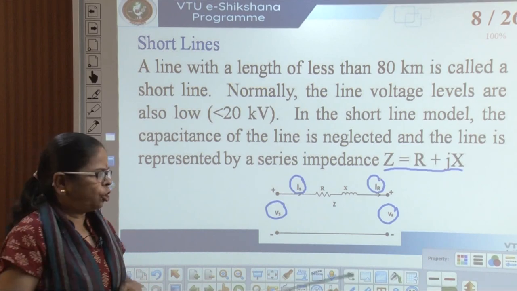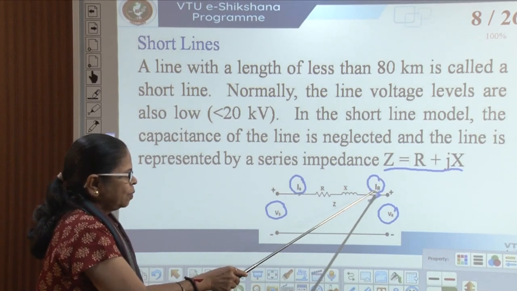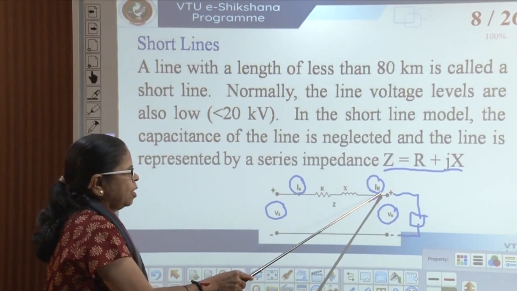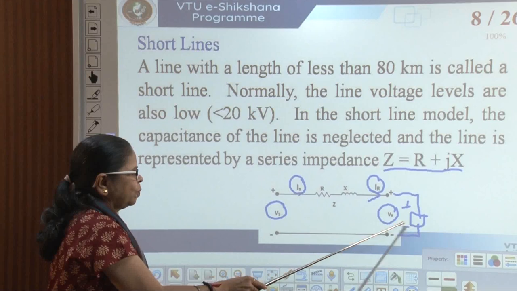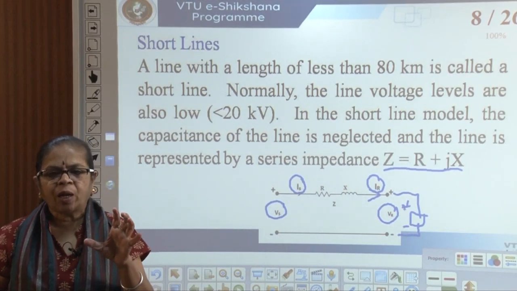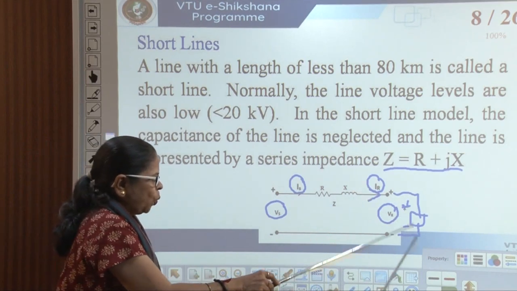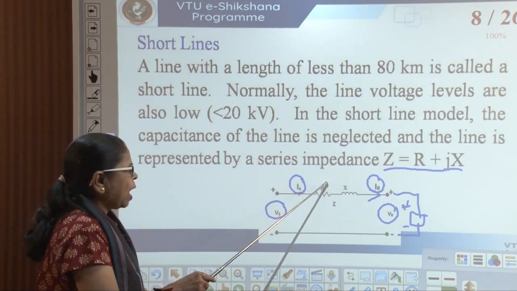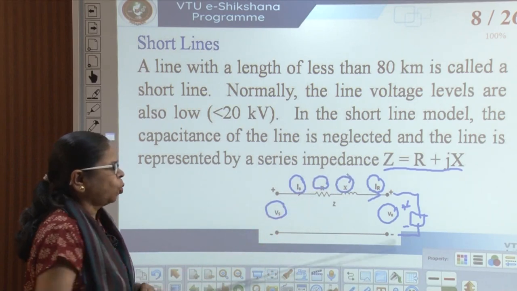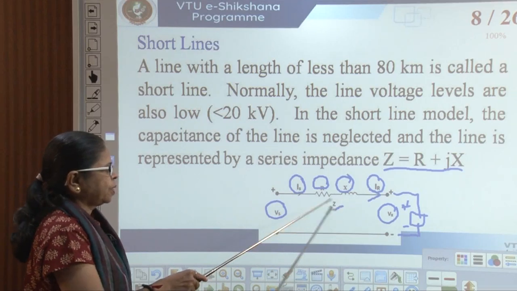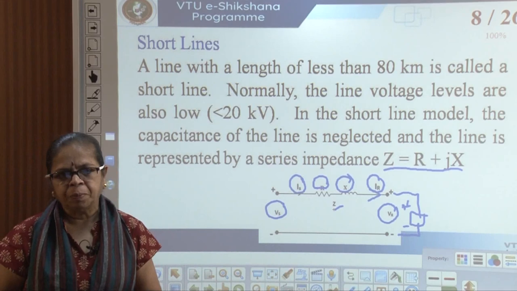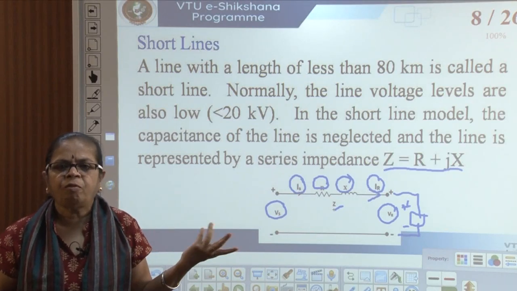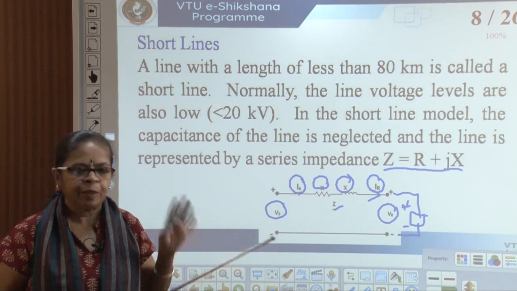I want to draw your attention to the direction of Ir. If I connect a load, the load would be connected here, so the current has to flow into the load. In the transmission line model, the receiving end current is shown to enter the load. The load draws the current. So you have a very simple model. R is the total resistance of the line, X is the total reactance of the line, and Z is R plus jX. A very, very simple circuit. This is called the short line model. You can see that in this model, the capacitance does not feature. I have neglected it.